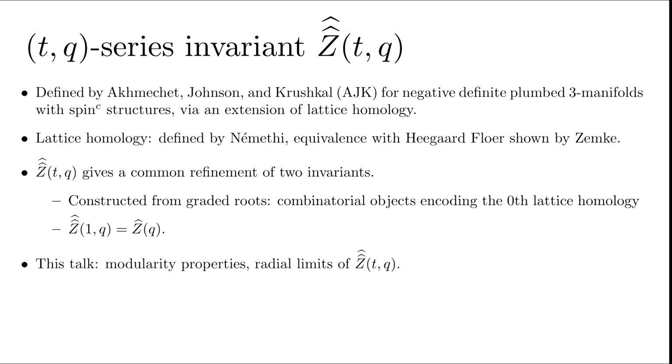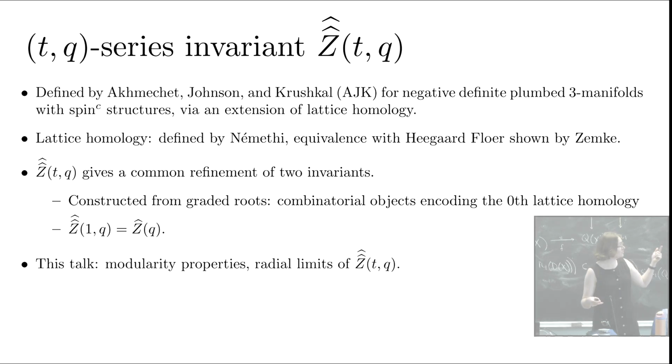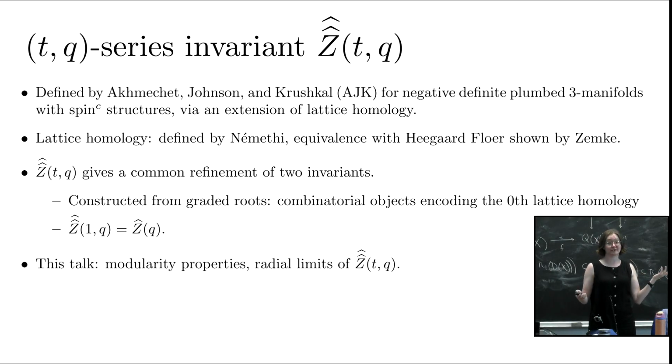These authors add what they call weights to the graded root, and they make something that I think is really fun to say, which is a weighted graded root. It just kind of rolls off the tongue. They use these weighted graded roots to extract a two-variable series. The two-variable series has the property that when the first t variable is set equal to 1, we recover the Z-hat invariant, which we know. But for all these other values of t, things like modularity properties and radial limits hadn't really yet been explored. So this talk is going to discuss some of the results on those two things, modularity properties and radial limits, for other values of t besides 1.